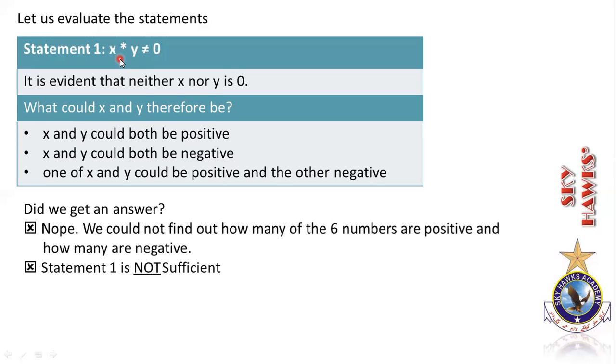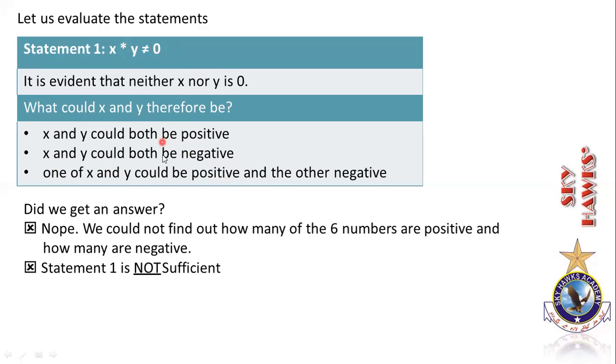Out of these two, the first is not sufficient because we cannot find the numbers when their product is not zero, since we are not sure about their nature. They could both be positive. We will get the statement true if two positive numbers are multiplied and the product is not equal to zero. If both are negative, once again the product is positive and not equal to zero. And the third possibility is that one of X and Y is positive and the other negative. Definitely the product will be negative and that is not equal to zero.